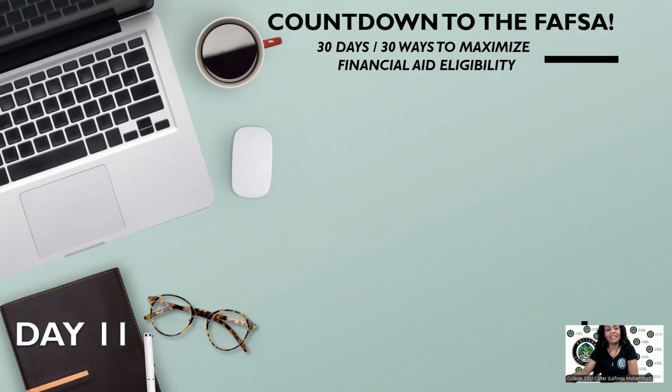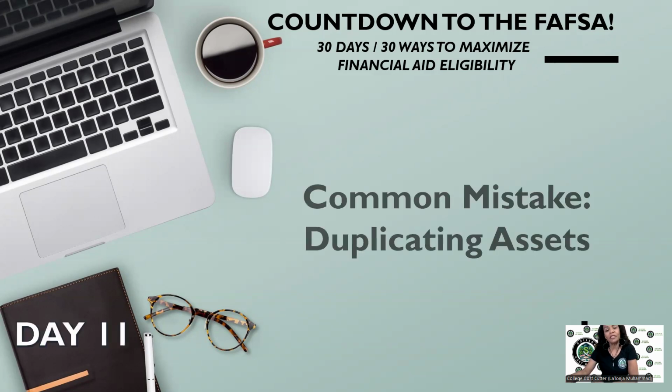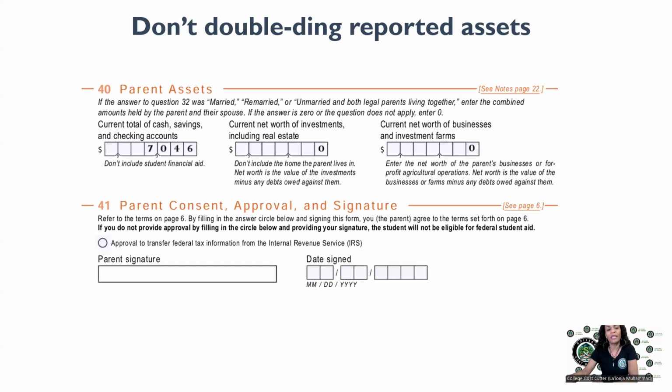We are on day 11, and we're going to continue talking about common mistakes that families make when completing the FAFSA. If you are just joining this series, please make sure to check out the description below and follow the links to the previous videos in this series. Today, we'll talk about duplicating assets and what that means.